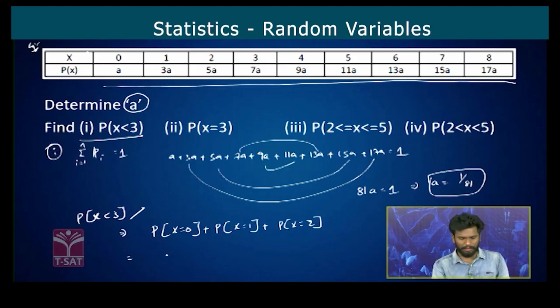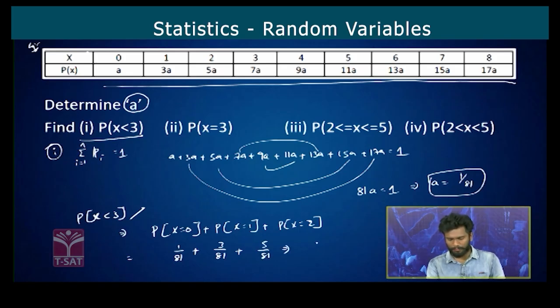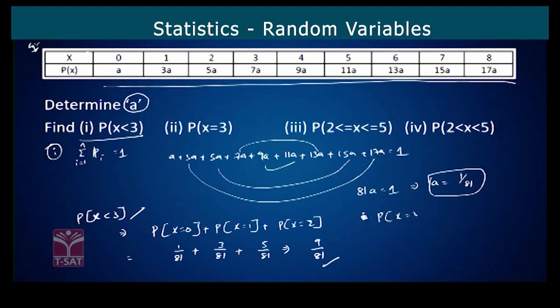Now add the probabilities. When x is 0, it is 1 by 81, when x is 1, it is 3a, so 3 into 1/81 that is 3/81, plus when x is 2, P of x is 5a, so 5/81, which will be equal to 9/81. So that is the value. Now P of x is equal to 3. When x is equal to 3, P of x is 7a. So 7 into 1/81 that is equal to 7/81 is our answer.